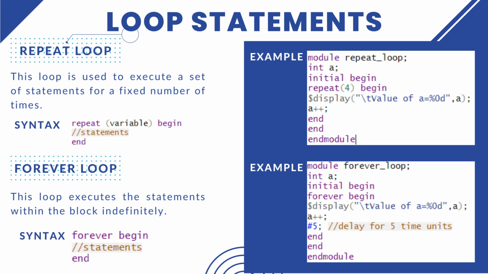Take a look at the example. In this code, the statements inside the repeat block will be executed 4 times, as specified by the value 4. The output of this code will display the values of a from 0 to 3.